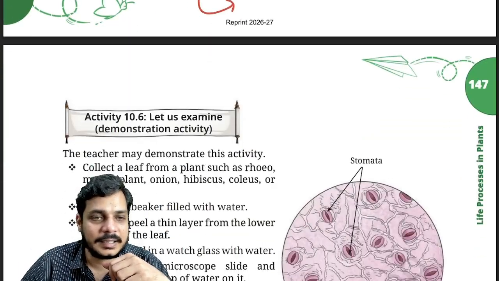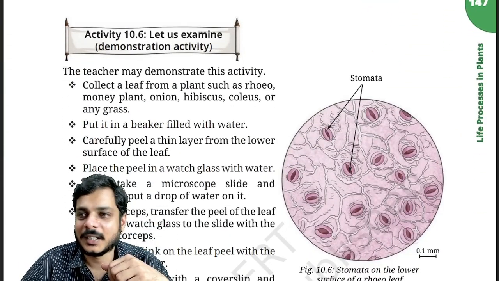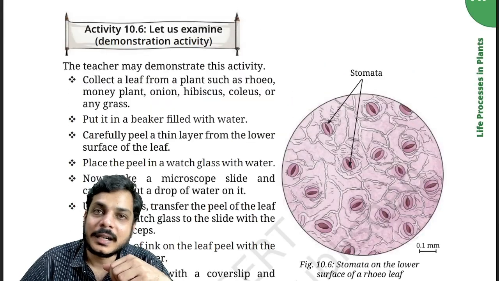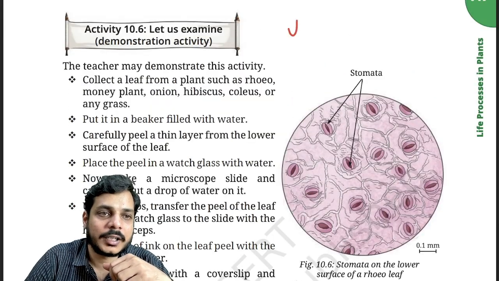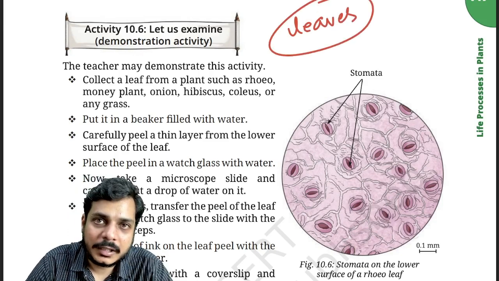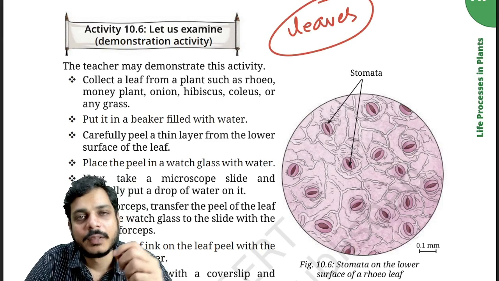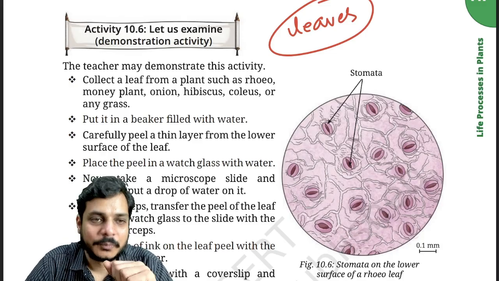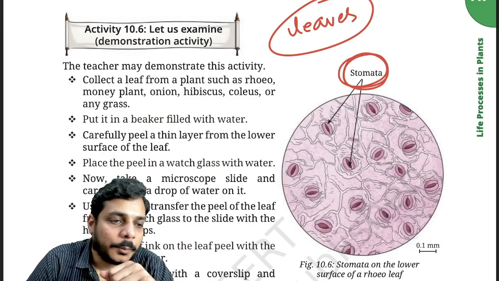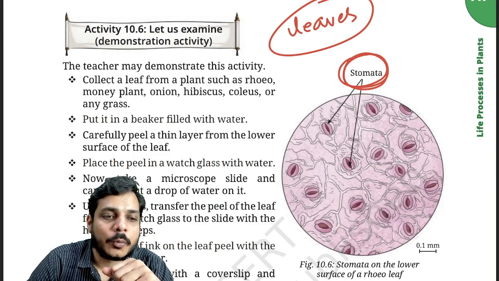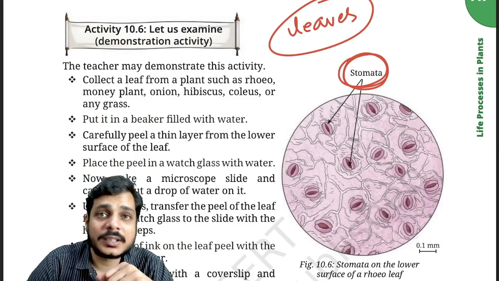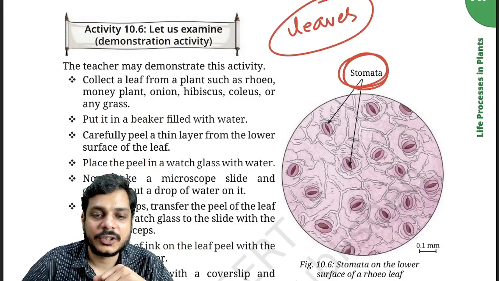Now it again says that you must perform an activity. This activity reveals what we see under the microscope. We are talking about leaves. We use a water solution, place a leaf on it, take a thin film out of that leaf, and then observe it under the microscope. Okay, what do we observe? We observe small pores. These pores are called stomata. Stomata are present on the surface of the leaves. They are the ones responsible for any exchange of gases.